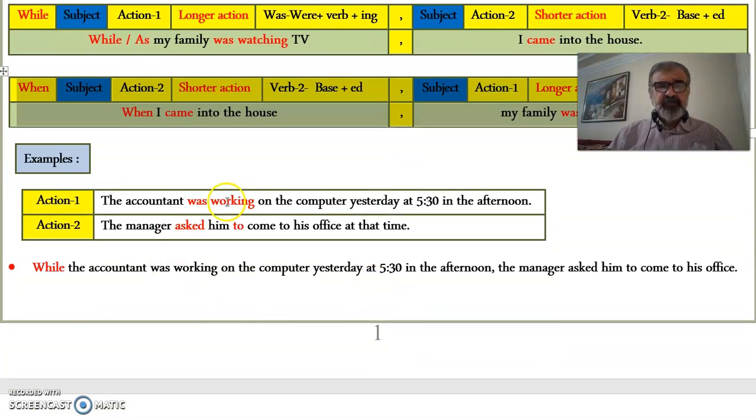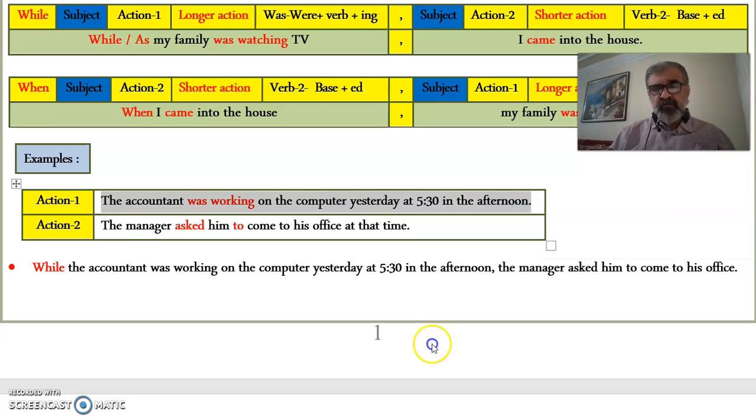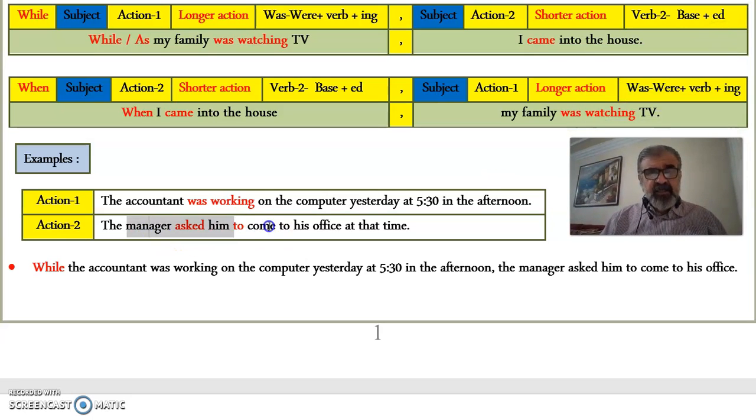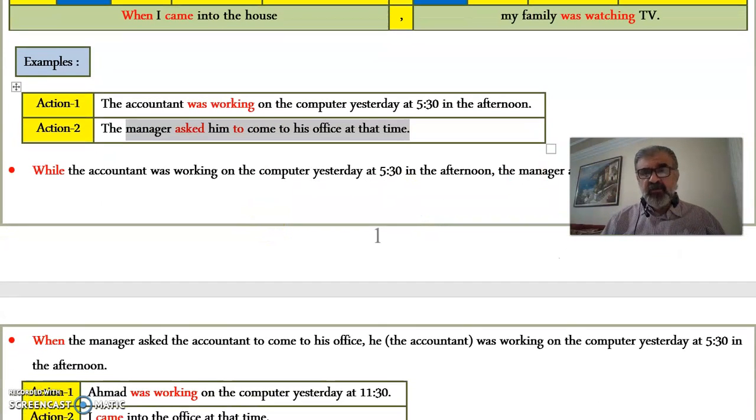More examples. Action 1 and action 2. The accountant was working on the computer yesterday at 5:30 in the afternoon. What happened? The manager asked him, okay, so let me just take this down. The manager asked him to come to his office at that time. So now we're going to join these two sentences together, okay?